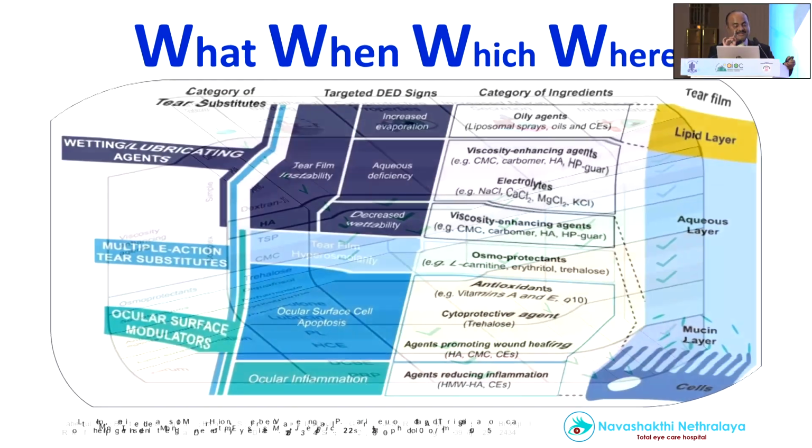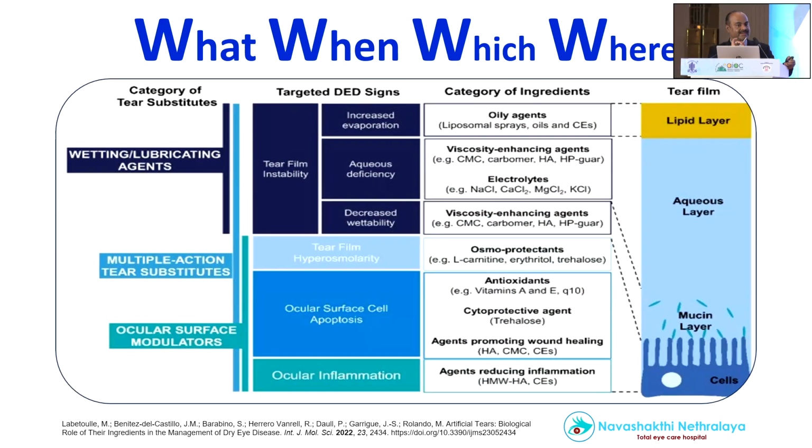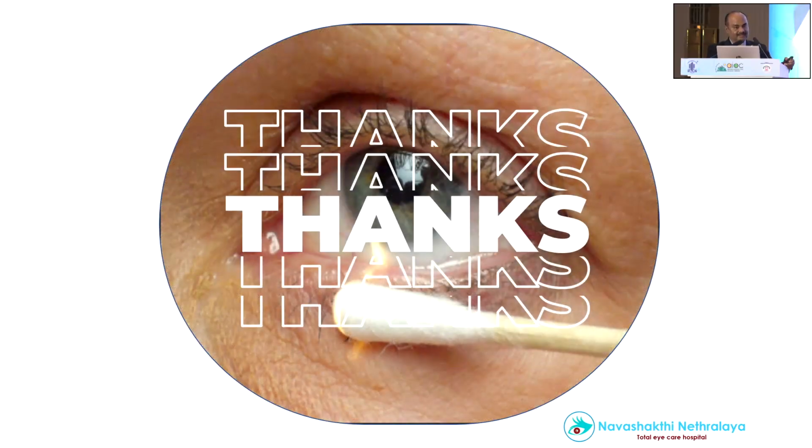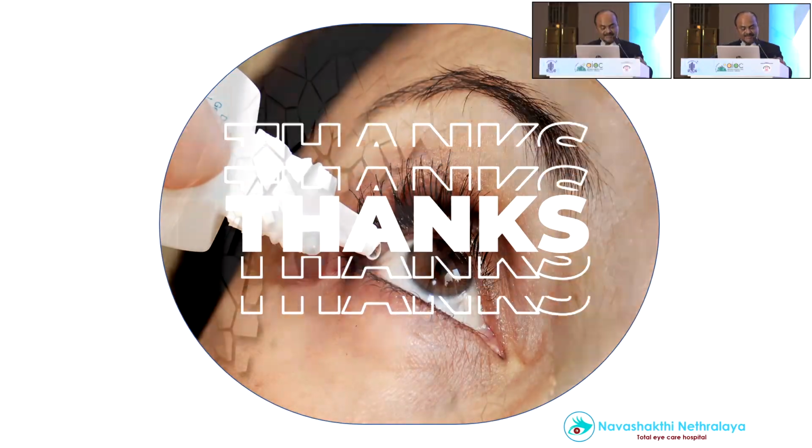Just the last two slides. This slide also reiterates that when you look at actions, it's better to use a multi-acting drug. And look here, CMC, HA, CMC, HA, but this is where HA scores. So hyaluronic acid is more of a multi-action drug, and that would be my preferred choice in treating dry eyes with cataract surgery. Thank you for the opportunity.